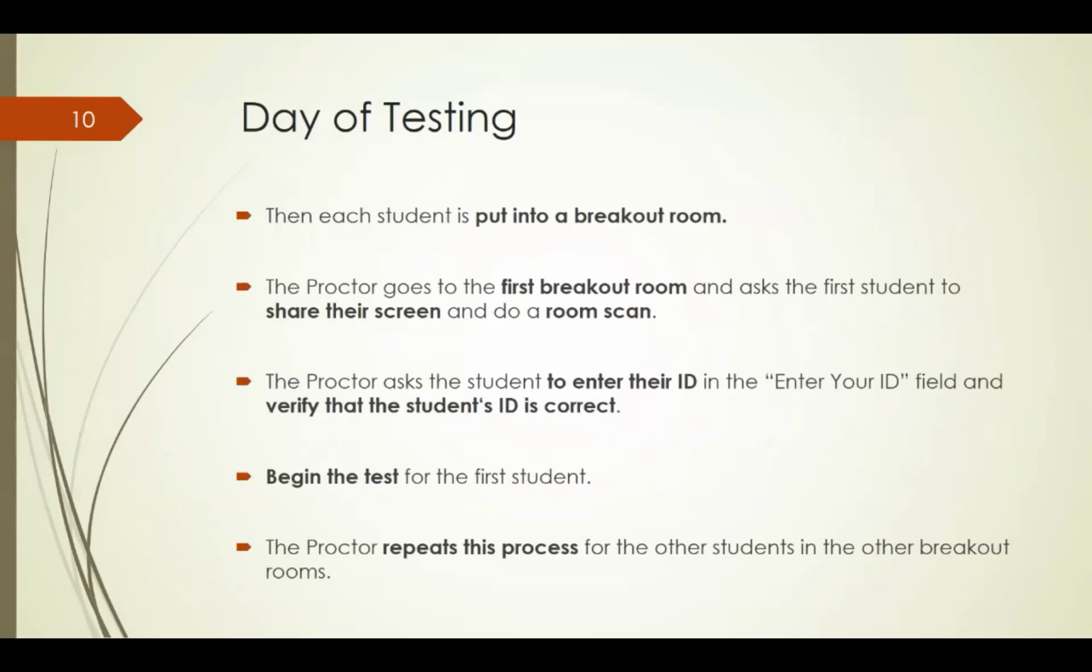The proctor goes to the first breakout room and asks the first student to share their screen and do a room scan. The proctor asks the student to enter their ID in the Enter Your ID field and verify that the student's ID is correct. Begin the test for the student. The proctor repeats this process for the other students in the other breakout rooms.